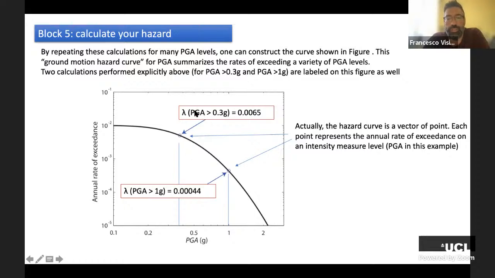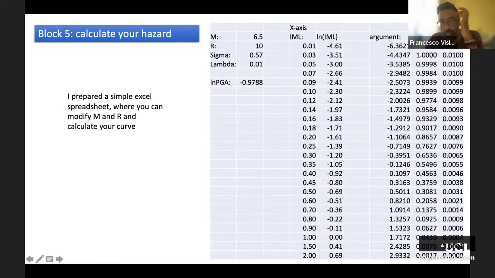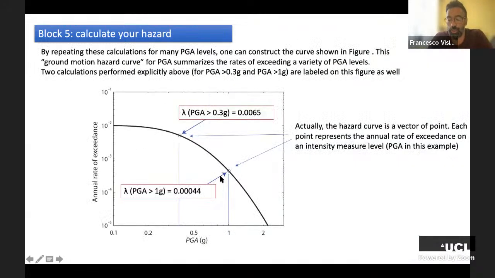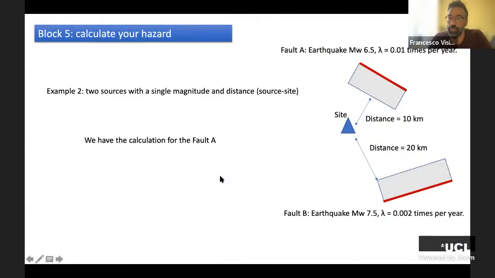Here, for example, we can see again the probability of exceedance of 0.3g is here, the probability of exceedance of 1g is here, and so on. If we build for many values of PGA, we can build our curves. I prepared a simple Excel spreadsheet where you can change the magnitude, the distance, the sigma, or the rate to obtain the X and Y axis shown here. So if you are interested, I can send it to you by mail.